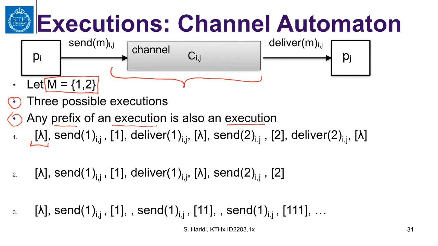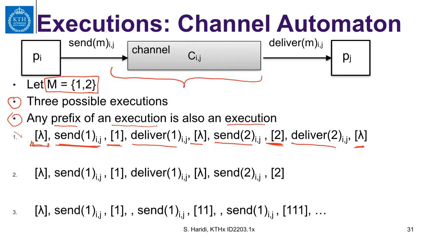Here's an example. You have an empty queue, then the channel performs an input action, and this input action is send 1. The resulting state is a queue with 1 element, which is 1. Then the channel performs an output action, and then the queue is empty again. Then the channel performs an input action, say it's send 2. Then we have a queue which has an element 2. And then the channel performs a deliver action, and the queue is empty. So this is a possible execution.